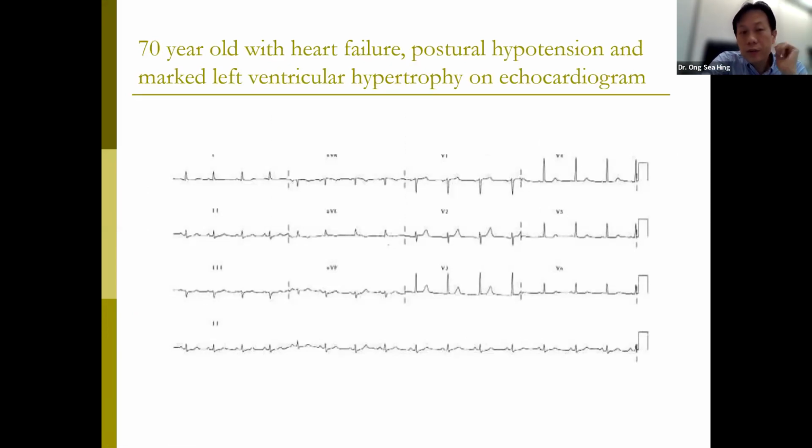This is a 70-year-old gentleman with heart failure, postural hypotension, and marked left ventricular hypertrophy on echocardiogram. So a 70-year-old comes with heart failure, lower limb swelling, lowish blood pressure, postural hypotension, and when you do an echocardiogram because of the heart failure, you find very marked left ventricular hypertrophy. And then you look at the ECG. You wonder, why is the ECG like this? The patient has such bad left ventricular hypertrophy. If I look at V2, V6, there is no left ventricular hypertrophy. If I look at aVL, there is no left ventricular hypertrophy.